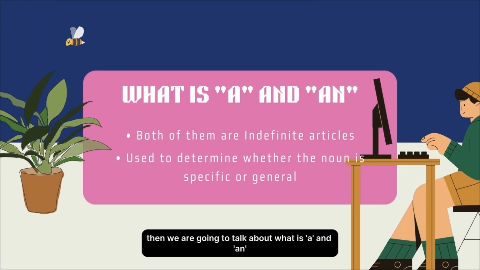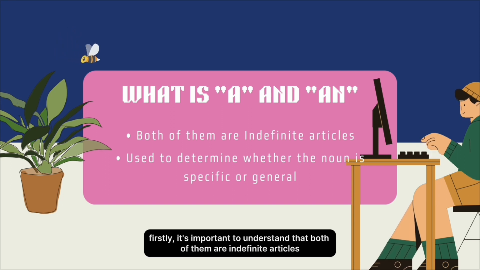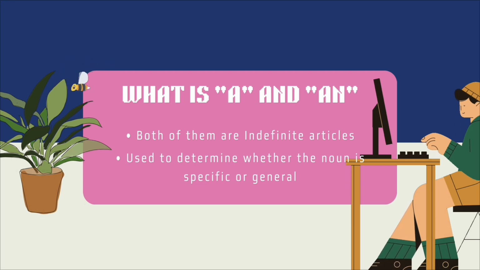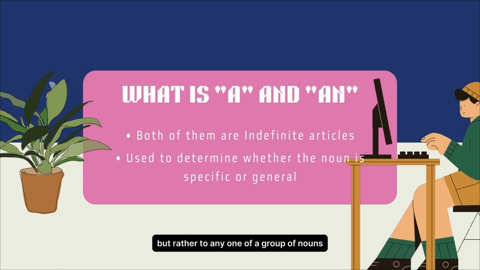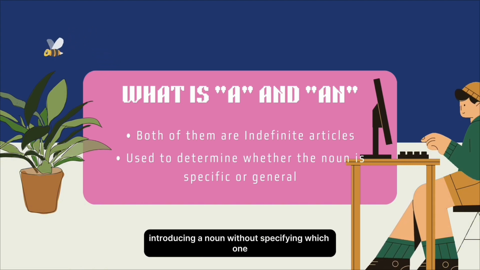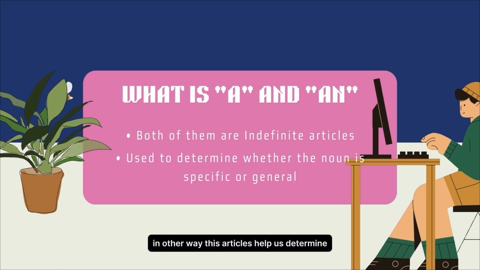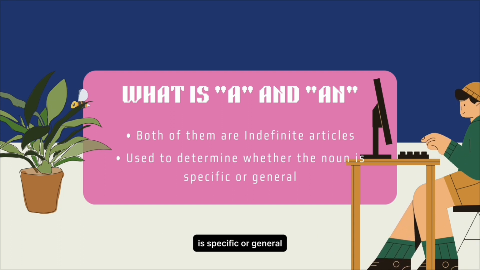Then we are going to talk about what is a and an. Firstly, it's important to understand that both of them are indefinite articles. That means they don't refer to a specific thing, but rather to any one of a group of nouns. They're like general markers, introducing a noun without specifying which one. In other words, these articles help us determine whether the noun we're talking about is specific or general.